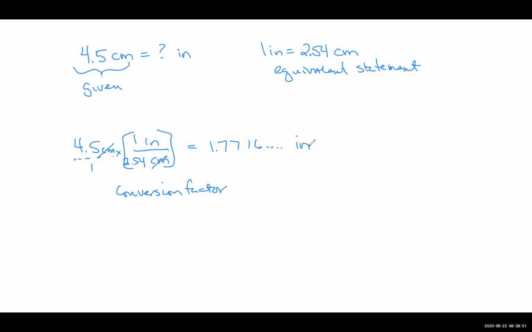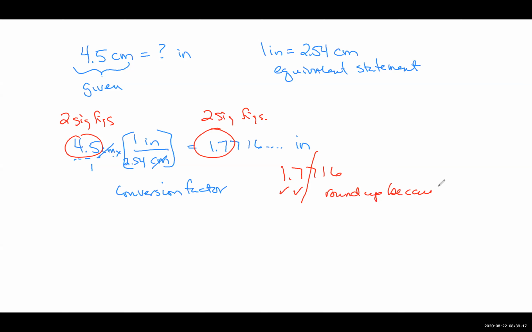Now I don't want to give all of those numbers. 4.5 is only 2 significant figures. So I want to give my answer to 2 significant figures. Now notice if I have this 1.7716, I want to keep the 1, I want to keep the 7, I'm going to get rid of that 7, so I'm going to need to round up, because the number I'm dropping is 5 or greater. So my answer that I'm going to give is 1.8 inches.